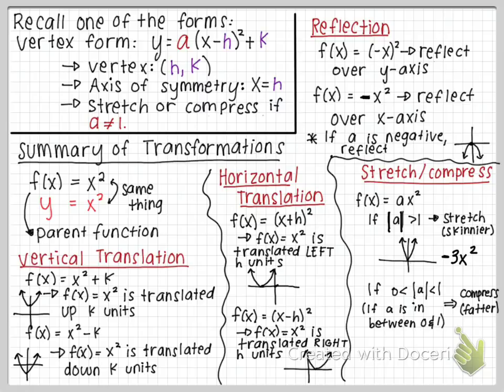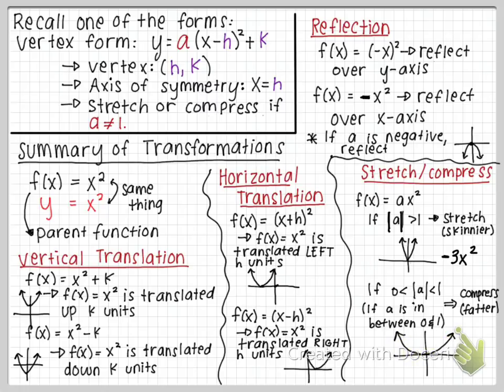So if a is in between 0 and 1, then it compresses and it actually gets fatter. Okay, the graph gets fatter. So maybe something like that. Pretty much this whole thing says if a is in between 0 and 1. So maybe 1/2, 3/4, 2/3, right? All of those numbers are fractions in between 0 and 1. And if it's in between, it means your graph's going to get fatter like that.